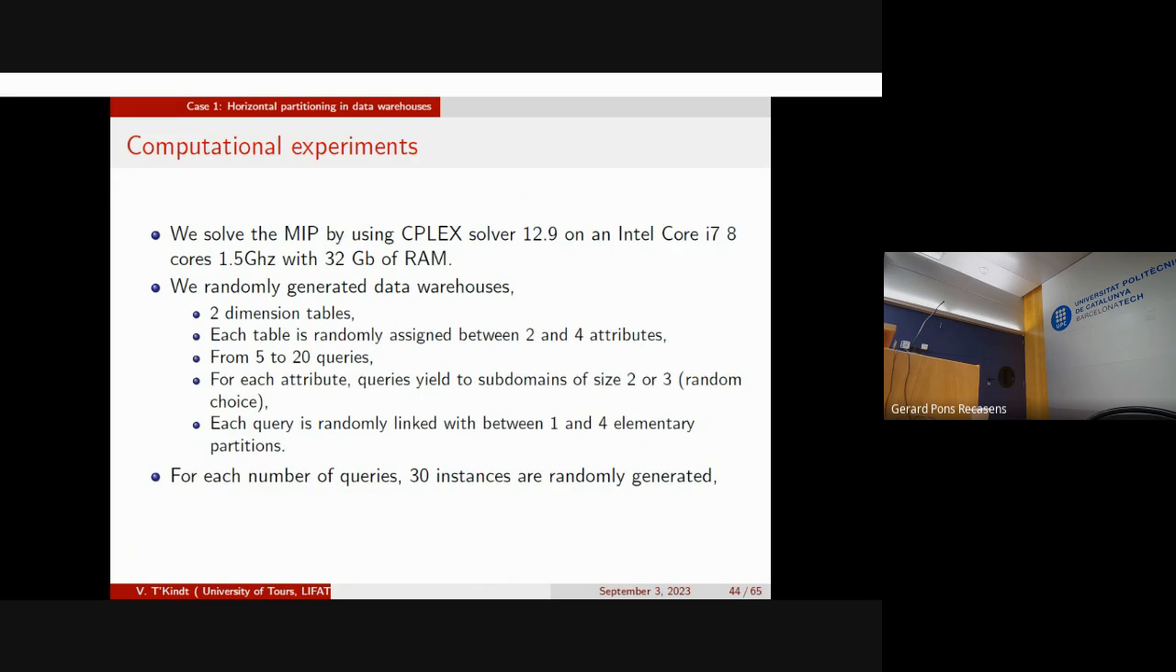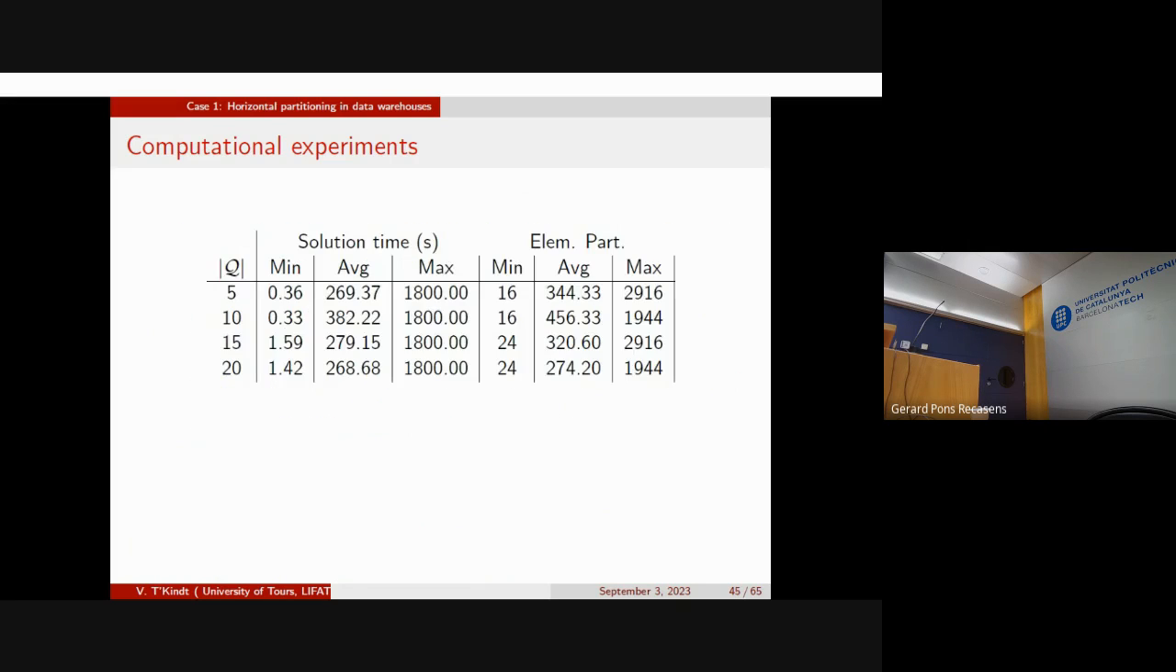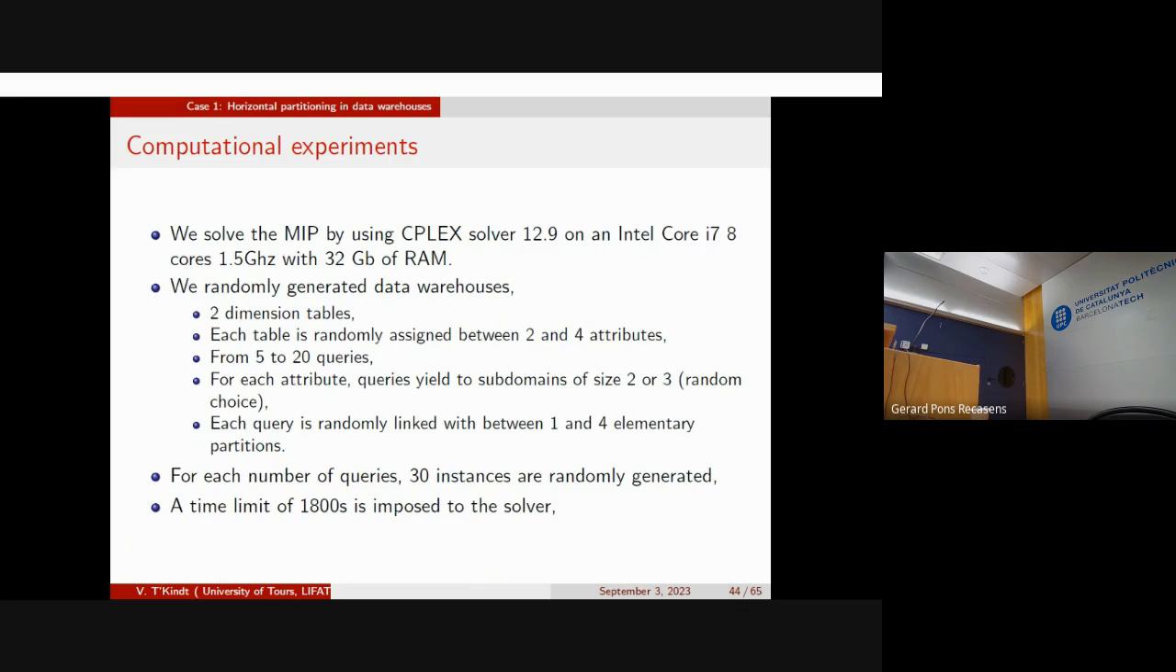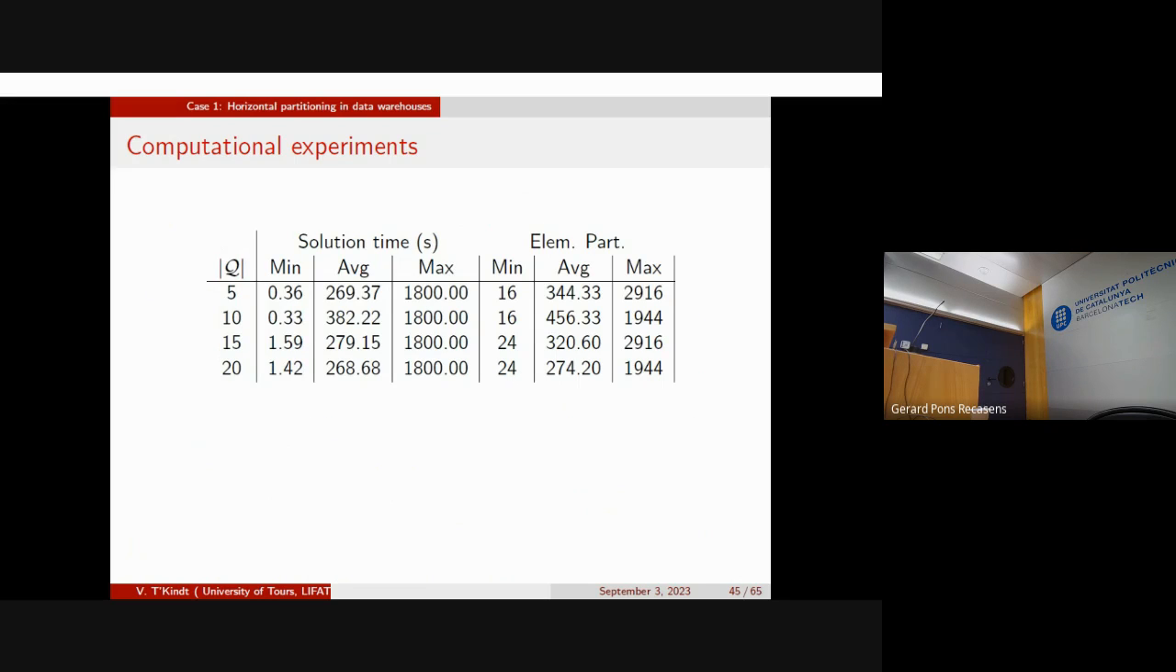And for each number of queries, we randomly generated 30 instances. And I imposed a CPU time limit of half an hour on the solver. And this is what I had. So that's the solution time of my solver versus number of queries. You can see the average CPU time, maximum CPU time, and minimum CPU time over the 30 instances. Here with 5 queries, on average, it required 269 seconds to solve the problem.